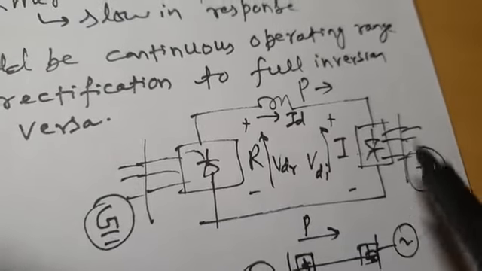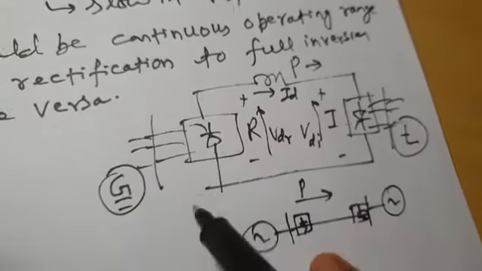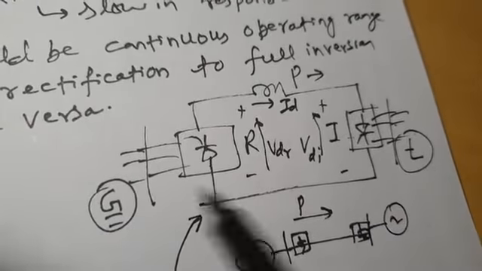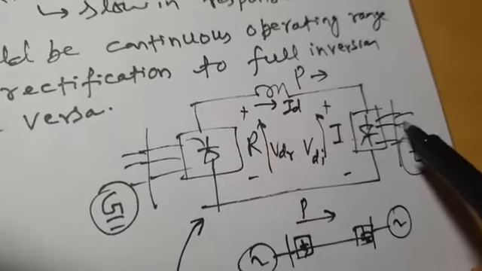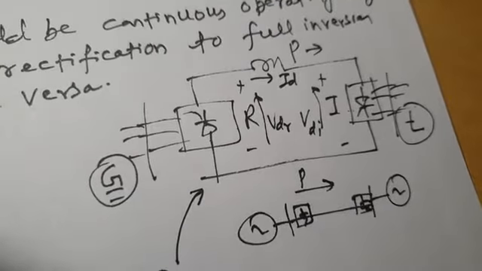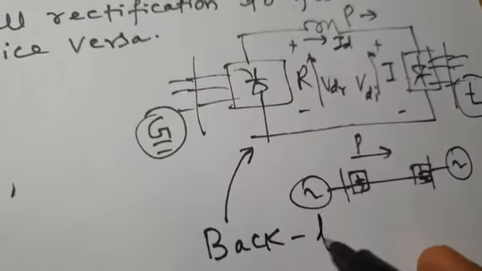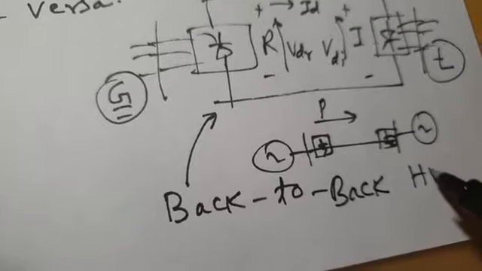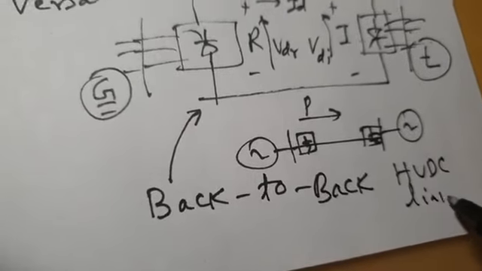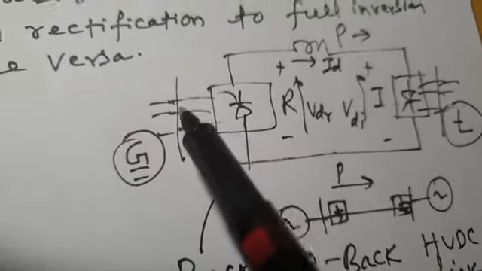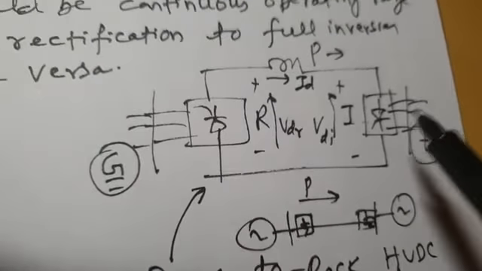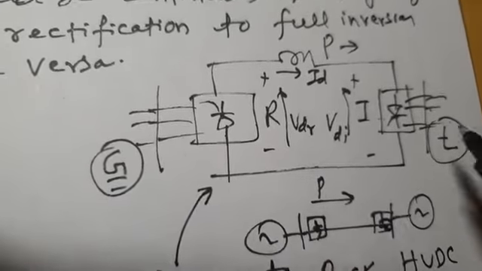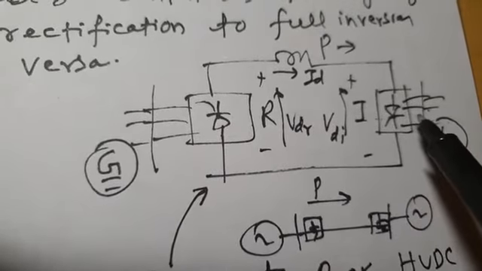Under what circumstances does the direction of power flow have to change? The direction of power flow has to change if this is not a generator, this is not a load, if this is AC side, this is also AC side, and what we call a back-to-back HVDC system, back-to-back HVDC link. In a back-to-back HVDC link, this is an AC bus, this is also an AC bus, and this converting station is at, say, region A, and this converting station is connected at region B.